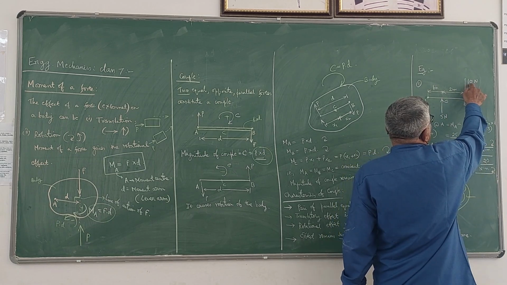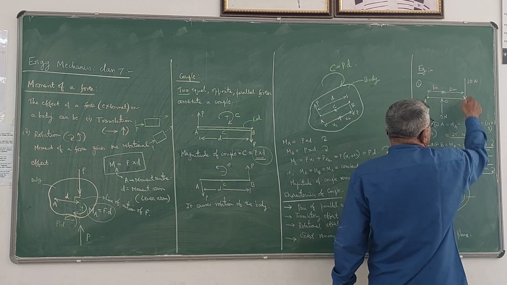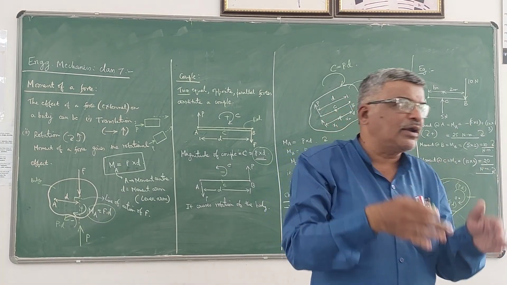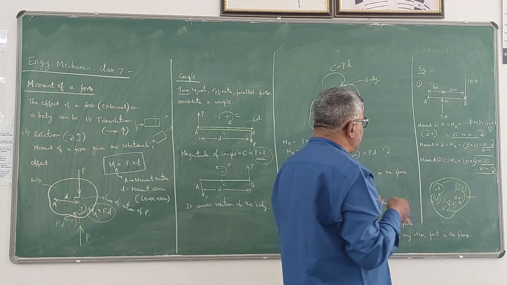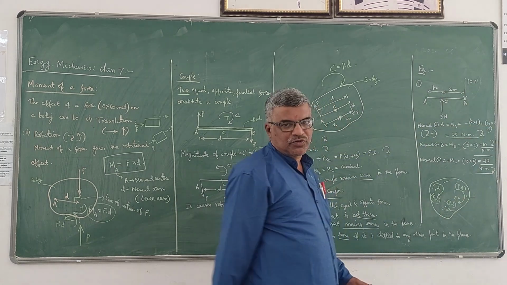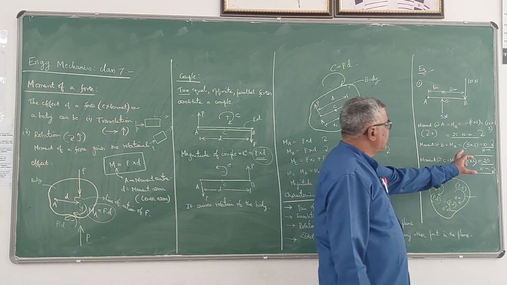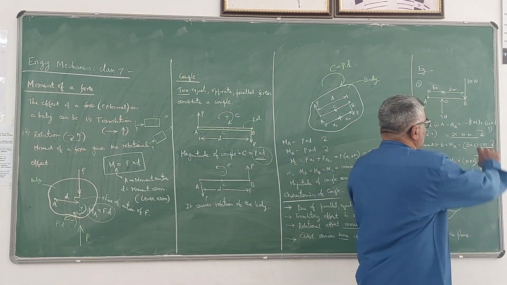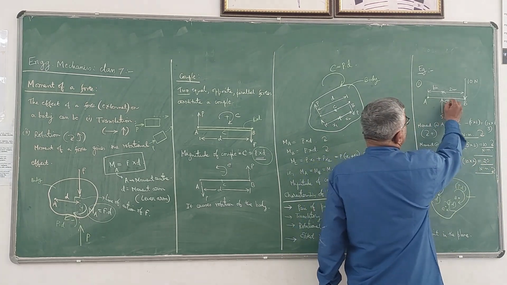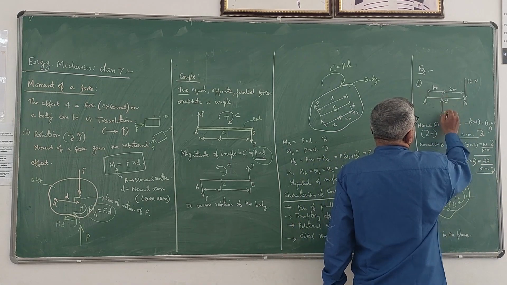And moment of this 10 Newton force will be 0 because the 10 Newton is passing through that point B. So when you are calculating moment at B due to this 10 Newton, it will be 0 because perpendicular distance is 0. So it will be 5 into 2, 10 Newton meter, it is clockwise. So clockwise is positive.